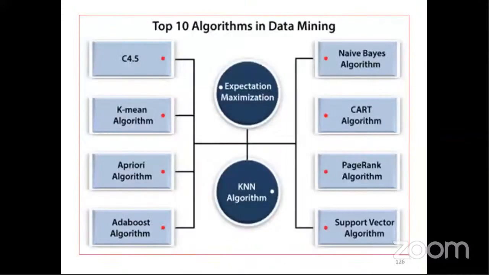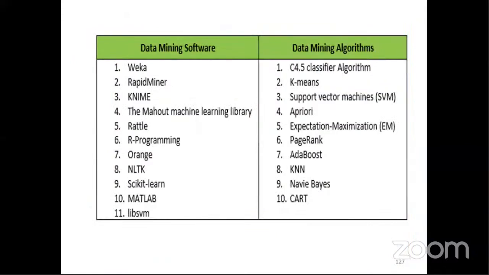Then these are the top 10 algorithms we are using: C4.5, that means classification 4.5, Naive Bayes classification, CART. What is the CART expansion? Classification and regression tree. PageRank algorithm, support vector machine, AdaBoost, Apriori algorithm, FP growth, especially in frequent pattern mining, K-means algorithm, etc. These are the top 10 data mining algorithms and data mining software.